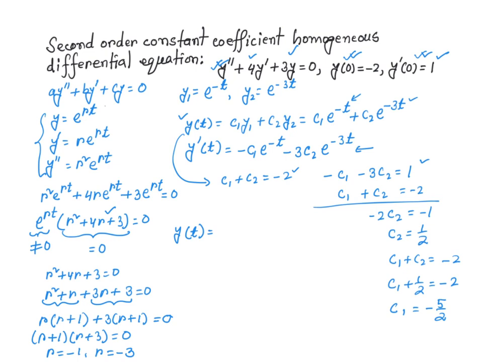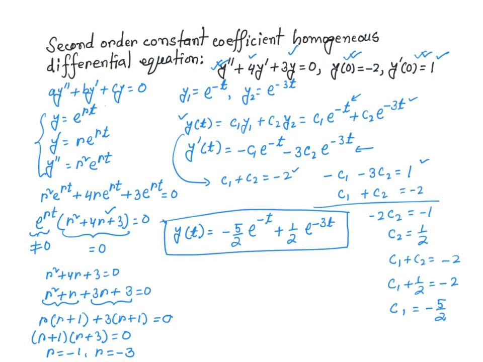If I plug it into this equation, then I'm going to get y of t is equal to c1, negative 5 over 2, so negative 5 over 2 times e to the power negative t plus c2, which is 1/2, e to the power negative 3t. So this is going to be your solution to this differential equation with these two initial conditions.